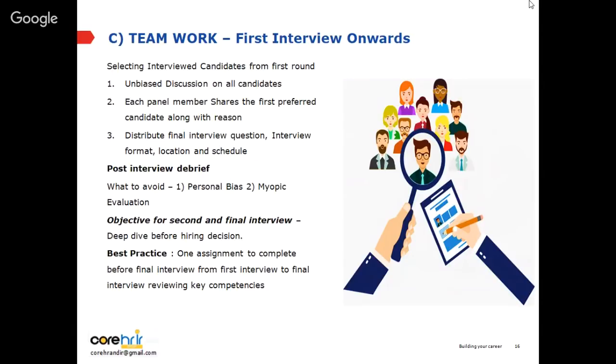And the most important thing during the final interview is having a deep dive hiring discussion. Maybe you can give one assignment to the persons coming for the final interview, the same assignment to all three people, so that you can evaluate who is the right person for that. The next one, Jyoti.